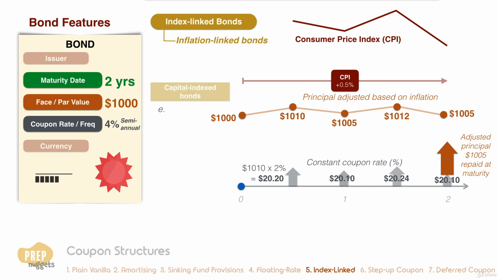Capital index bonds are, by far, the most common type of inflation-linked bonds. A well-known example is the U.S. Treasury Inflation Protected Securities, or TIPS.